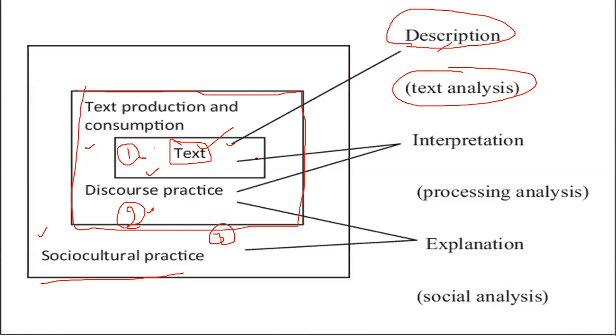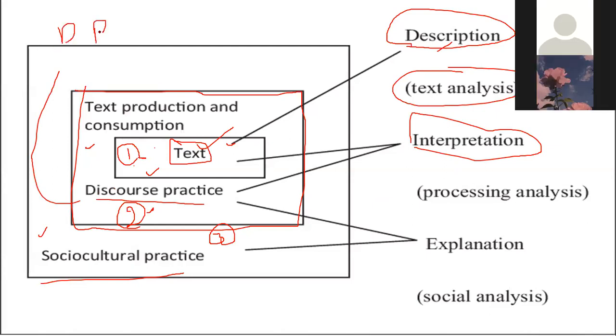Then in the second step, what do we do? We describe the text, we interpret the text. And that is what we call the discourse practice. Here in discourse practice, we take into consideration the discourse producers and the discourse consumers. Now, what is meant by discourse producer and discourse consumer?